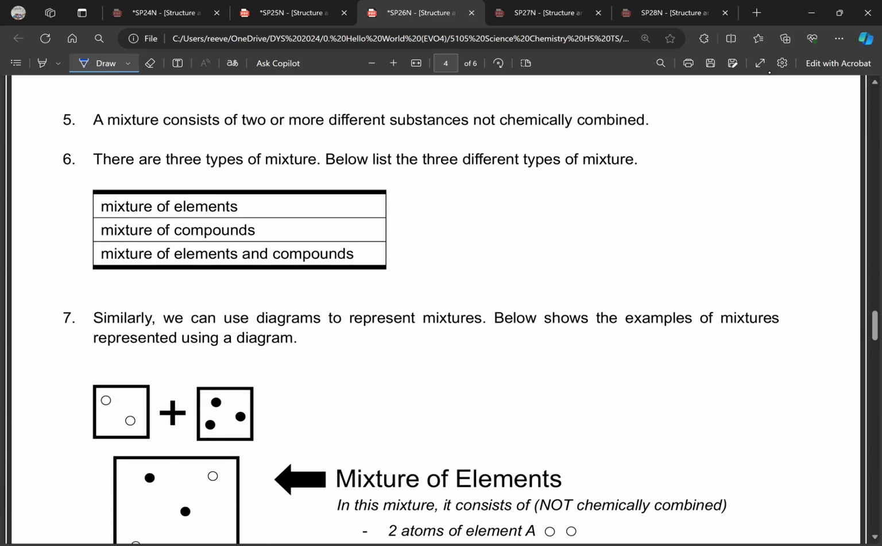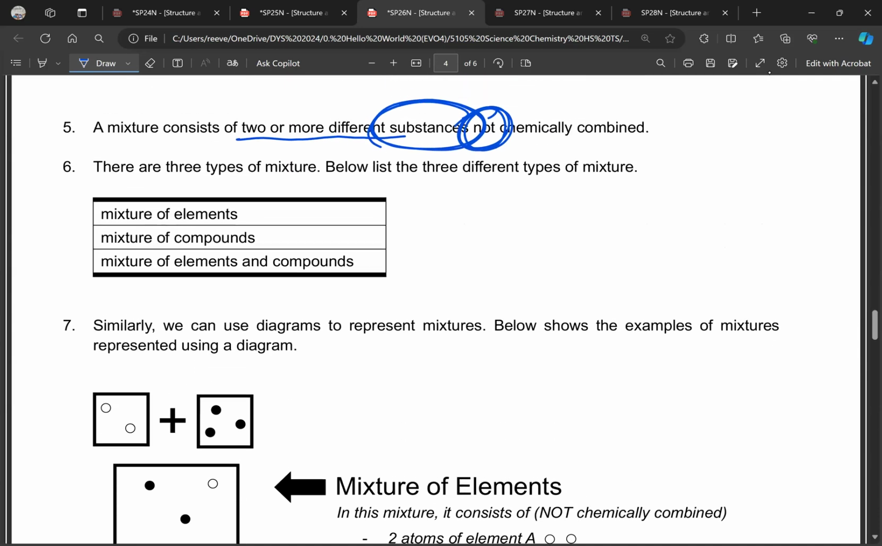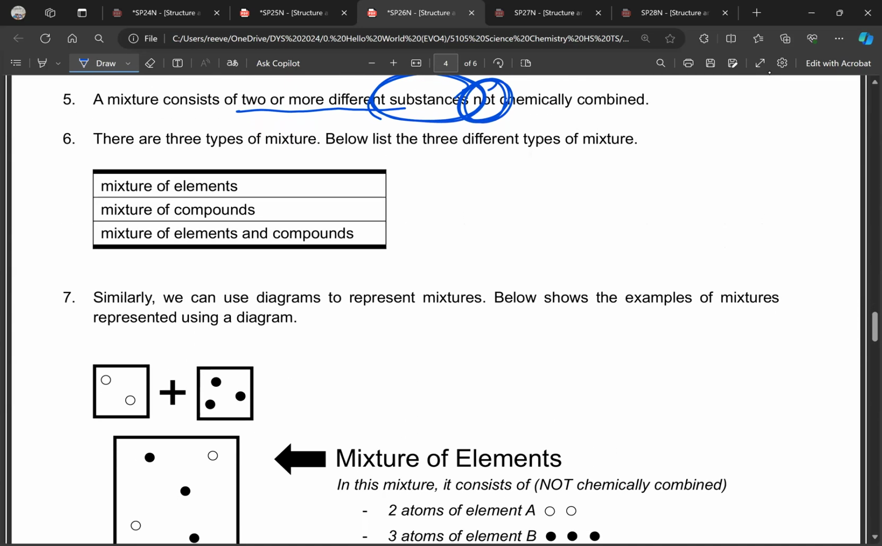Well, what is a mixture? Two or more different substances. I don't use the word element, okay? Two or more different substances not chemically combined. So I have three possible mixtures. Mix an element plus another element. Don't combine them, don't join them, but mix only.